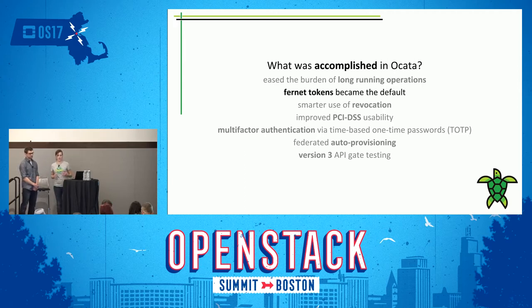One of the major changes that came in this cycle was making the Fernet token format the default format. So the traditional UUID tokens were random strings stored in a database. They were validated by just reading from the database. The Fernet token format was introduced in Kilo, and it's a non-persistent format. So there's no interaction with the database. There's no need to replicate across clusters, and that helps improve scalability. It lowers your database traffic, so you're not putting so much load on your database servers, and it's just easier database management because you don't have to clear out these token tables anymore.